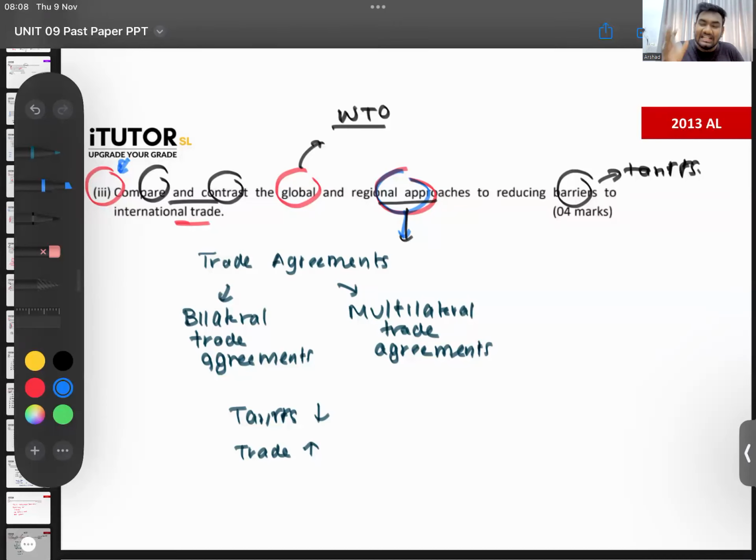So that's why, Lamai, these regional approaches are much easier to implement. And it's much more common and widely used than a global approach. So you can write all of those, Lamai. This is a good question to talk about.